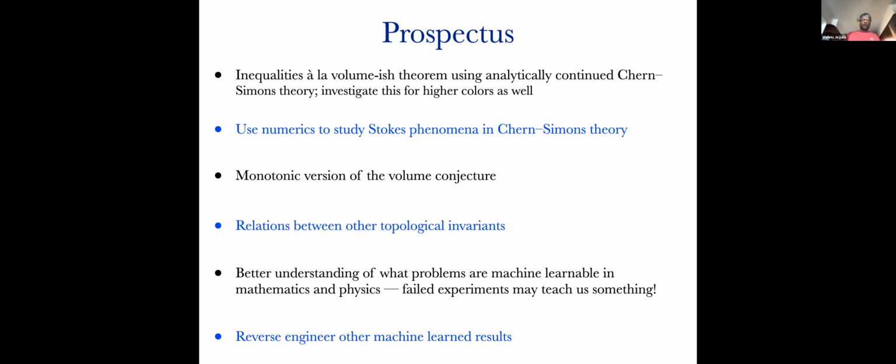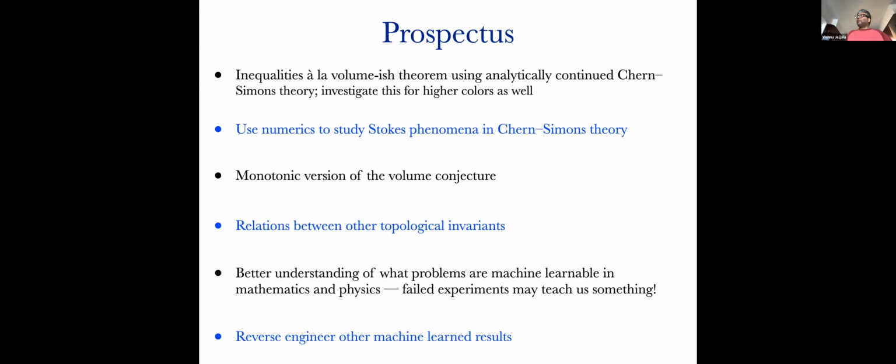We'd like to learn whether there are similar relations between other topological invariants that have been computed for knots. From a machine learning physics perspective, we'd like to understand what problems are learnable. And here, the failed experiments may teach us something.